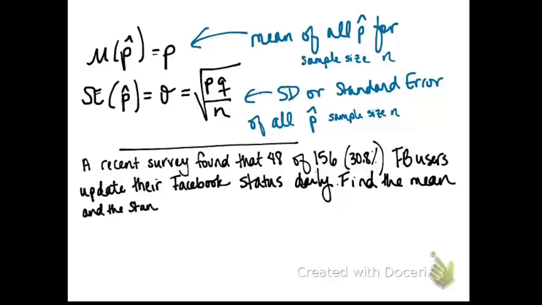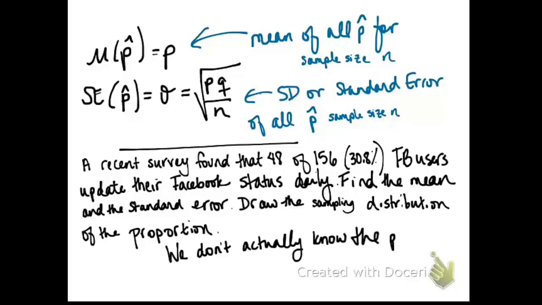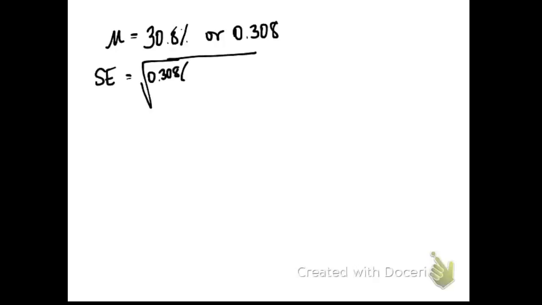We want to find the mean and standard deviation, or standard error, and draw the sampling distribution of the proportion. So that's not too bad. We don't actually know the population proportion P, so we're going to estimate that using P hat. Our sample is 156. We know that there are billions of Facebook users, right? But we're going to use 48 out of 156 to estimate that our population proportion is 30.8%. We'll use that to calculate our standard error, which is the square root of PQ over N.